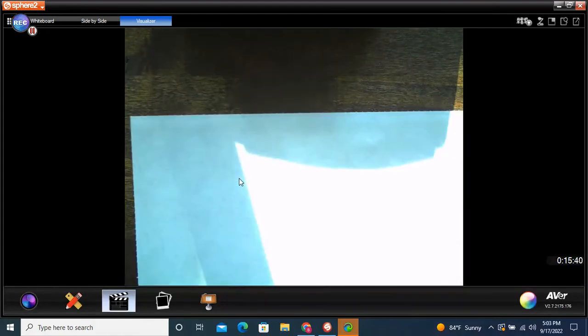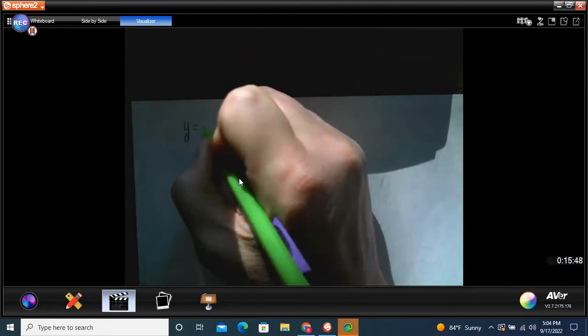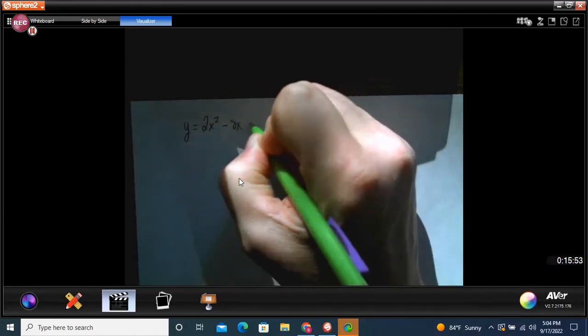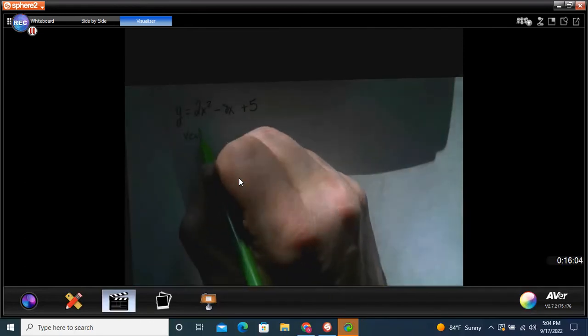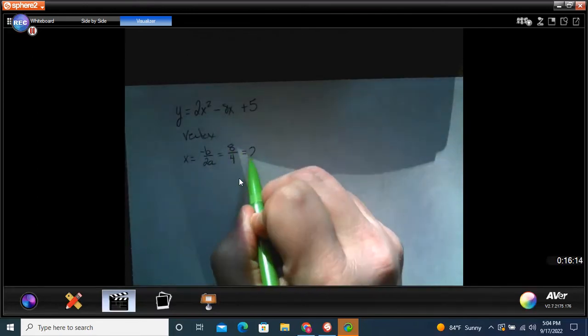Moving right along. That brings us to 4, which is y equals 2x squared minus 8x plus 5. And we have to do all the parabola things to it. So first thing I like to do is find the vertex. The vertex, I use x equals the opposite of b over 2a. In this case, that's going to be 8 over 4, which is 2.